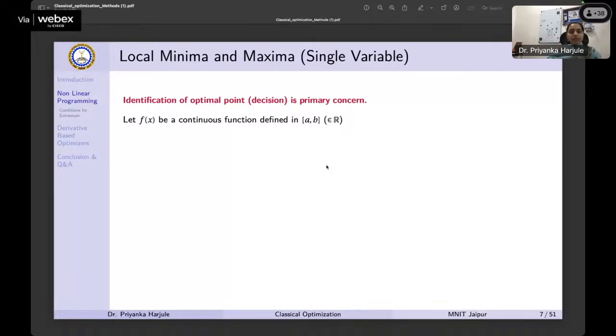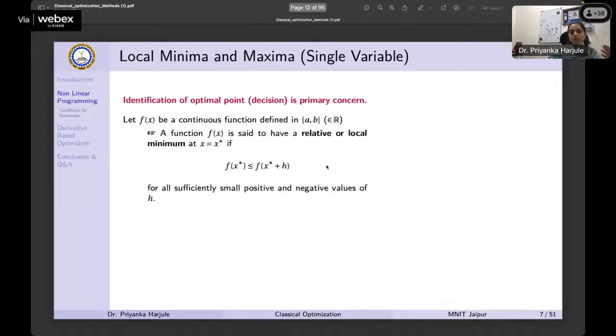Before we move further, we need to understand what is meant by local minima and local maxima. First, we will look at it in a single variable context. That is, when the function is only of one variable. For example, this function f of x is continuous and is defined on a closed interval AB belonging to R. So point x equal to x star is said to be a local minimum if the function's value at that point is less than or equal to the function's value in its neighborhood.